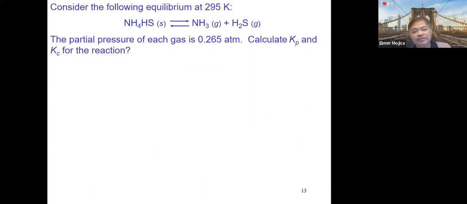Now let's look at this one. So you have this ammonium hydrogen sulfide. So it's a nasty combination. Okay, the smell of the restroom and the smell of a rotten egg. Try to imagine that combination. So the partial pressure of each gas is 0.265 atmospheres. So calculate Kp and Kc. What is delta n? Two.